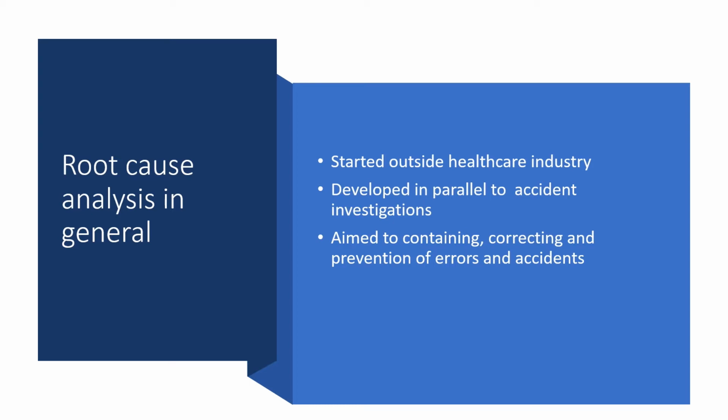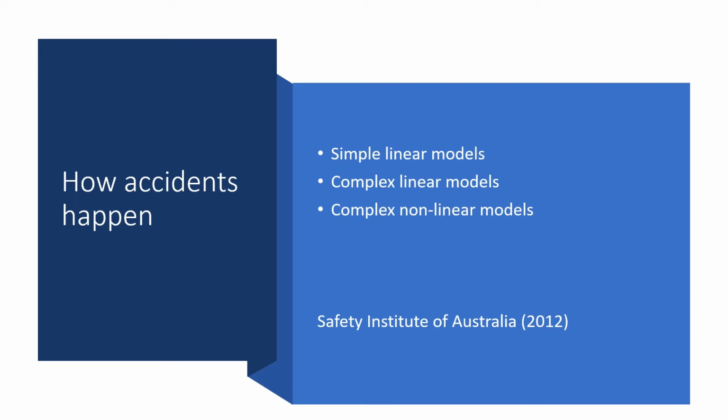This aimed to achieve three things. First, to contain the events. Second, to correct them. And third, to prevent them from happening in the future. Of course, this was impossible without a clear understanding of the mechanism of accidents. There are 3 main models for explaining how accidents happen. They are simple linear models, complex linear models, and complex nonlinear models.